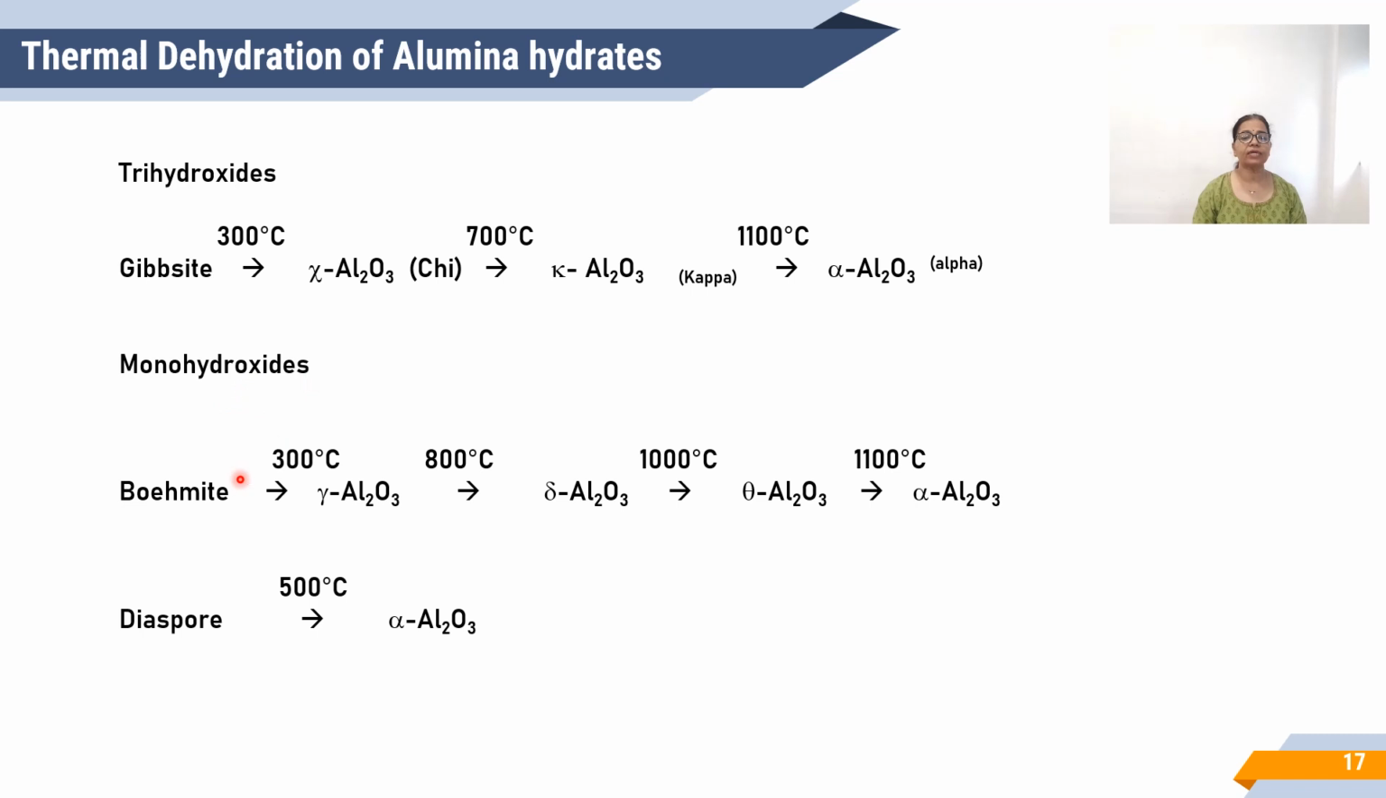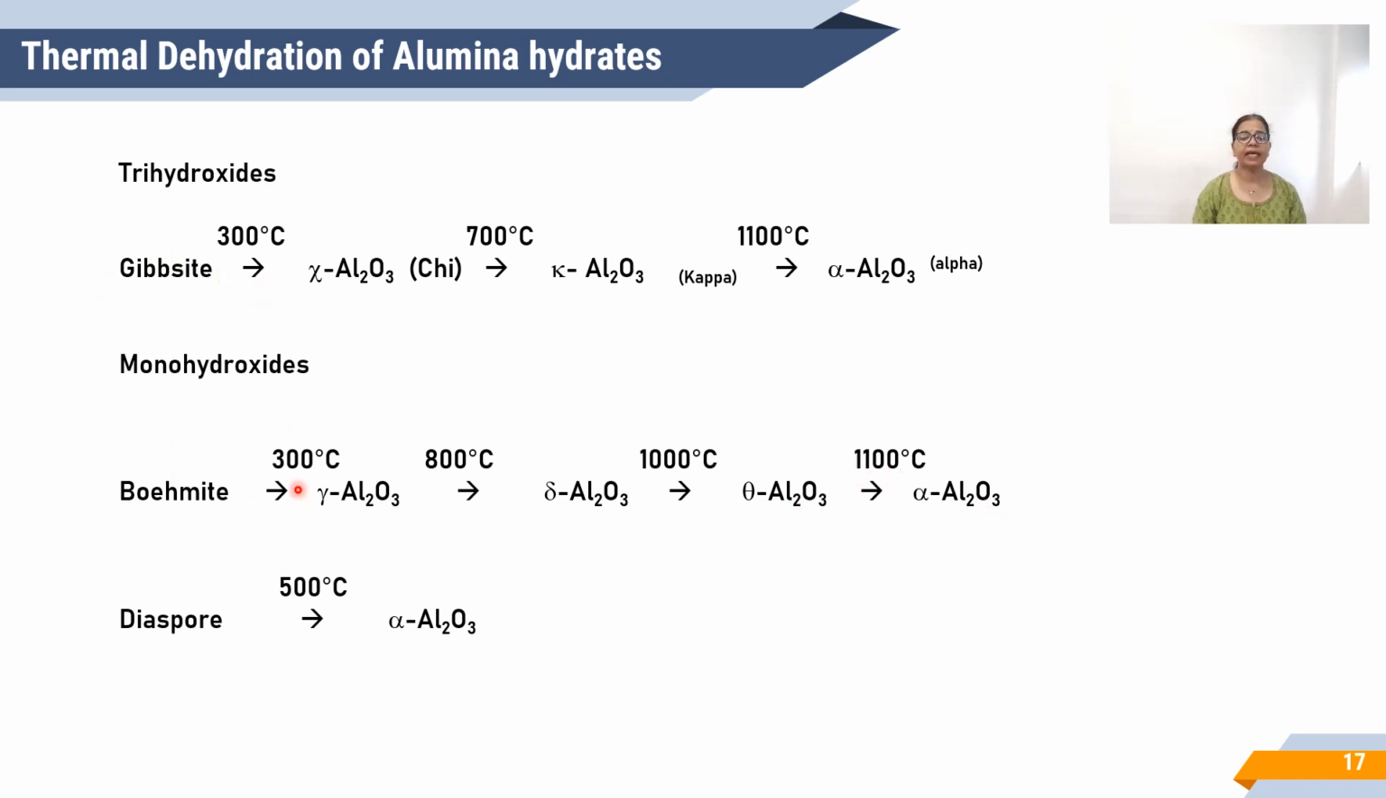While the monohydroxide, that is the boehmite, gives gamma alumina instead of chi alumina. When boehmite is treated at 300 degrees centigrade, gamma alumina is formed, which has high application in adsorbents, and when it is heated to 800 degrees centigrade, delta alumina is formed. And finally at 1000 degrees centigrade, theta alumina is formed. At 1100 degrees centigrade, alpha alumina is formed.